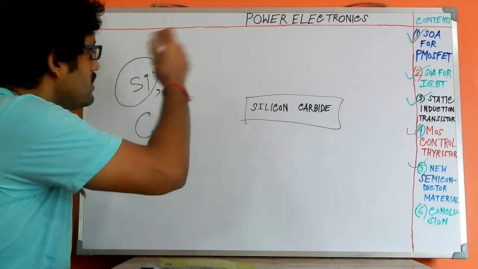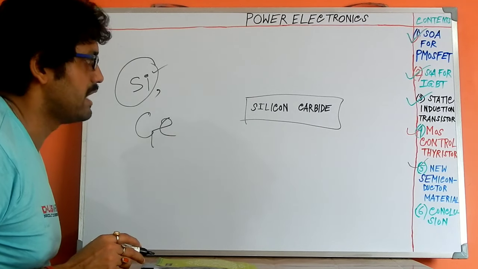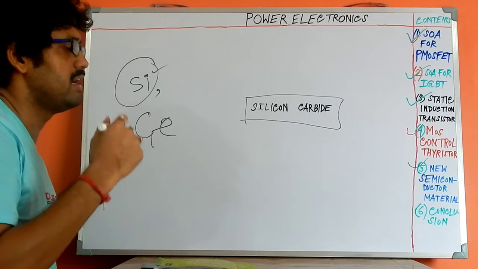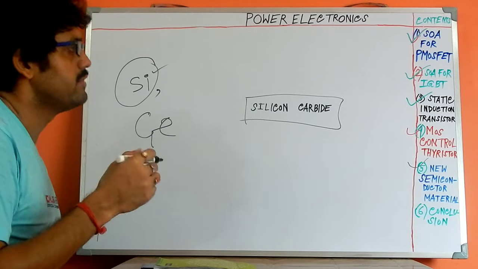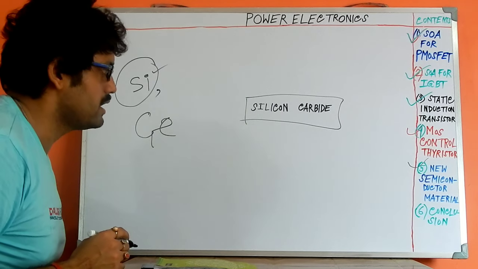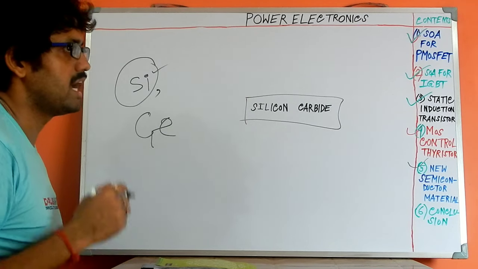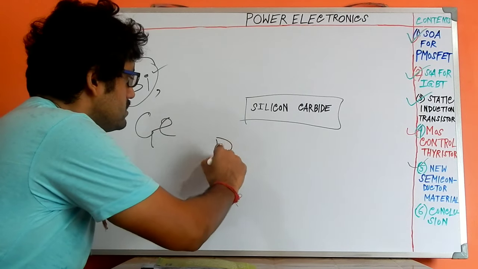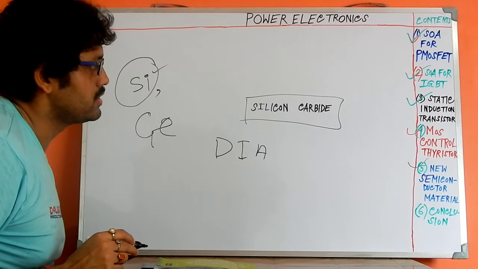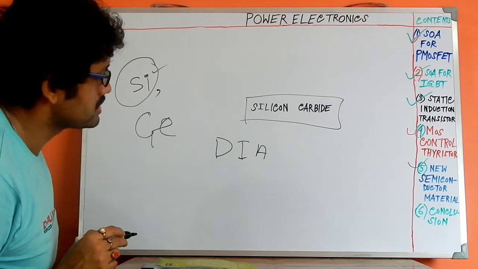But beyond this, there is a lot of technology and research happening to replace these conventional materials. Our researchers and developers are working to find new materials for efficient operation of semiconductor devices. Currently they are using some diamond type of material in order to replace these conventional semiconductor device materials. So this is my take on the new semiconductor material.